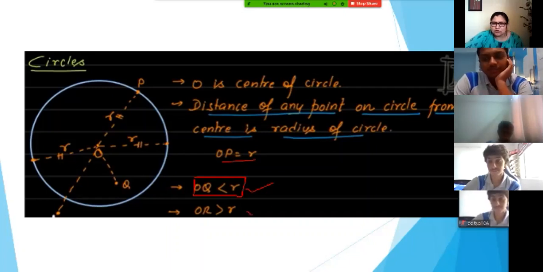What about the next one? OQ is greater than R? Where? Outside. R should be outside the circle.